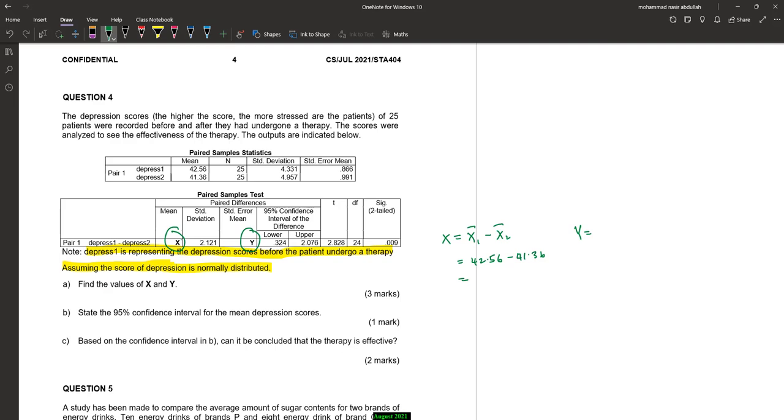Y is the standard error of the mean. Meaning, not the mean difference, right? Standard deviation divided by square root of n. So n is equal to 25, divided by square root of 25. Can you calculate this one as well? What is the value of x and what is the value of y?